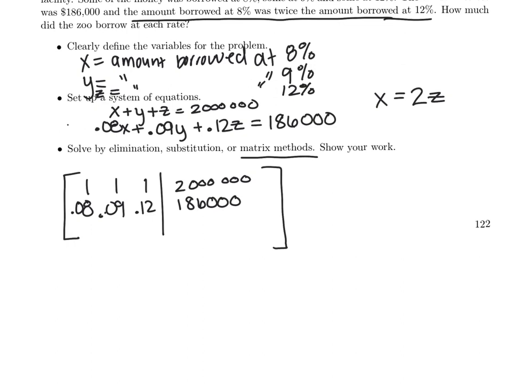Now, if you look at that equation that we ended with, it's not in standard form. So what I would do is take this equation, subtract the 2Z, and set it equal to 0. So you're going to have 1x, 0 y's, negative 2z equal to 0.